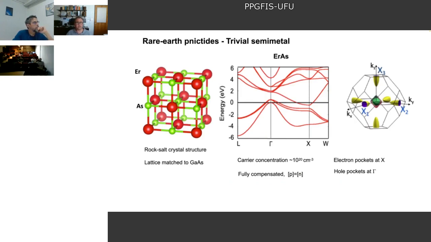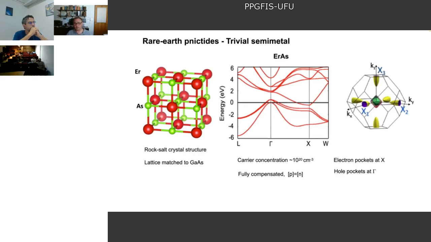One of the simplest crystal structures we learn in solid state physics is the rock salt, and these rare earth pnictides are stable in this rock salt crystal structure on the left side here. And in the middle is a typical band structure. So 0 is our Fermi level. You see here the Fermi level crossing two bands.